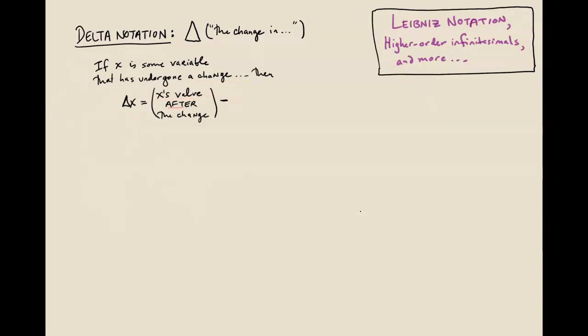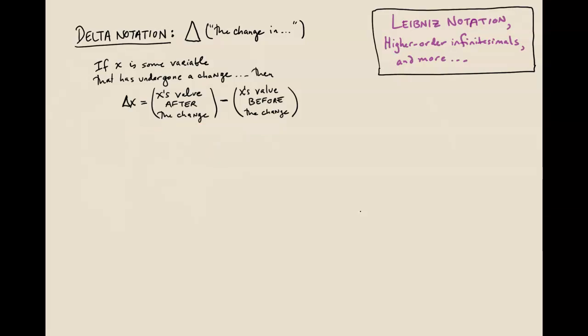Anyway, if x is some variable that has undergone a change, then delta x is defined as follows. It's x's value after the change minus x's value before the change. So if the value of x changes from 5 to 11, then of course delta x is 6. 11 minus 5 is 6. On the other hand, if x's value changes from 4 to 2, then delta x is minus 2, because 2 minus 4 is minus 2. The negative indicates that the change has been in the negative direction.